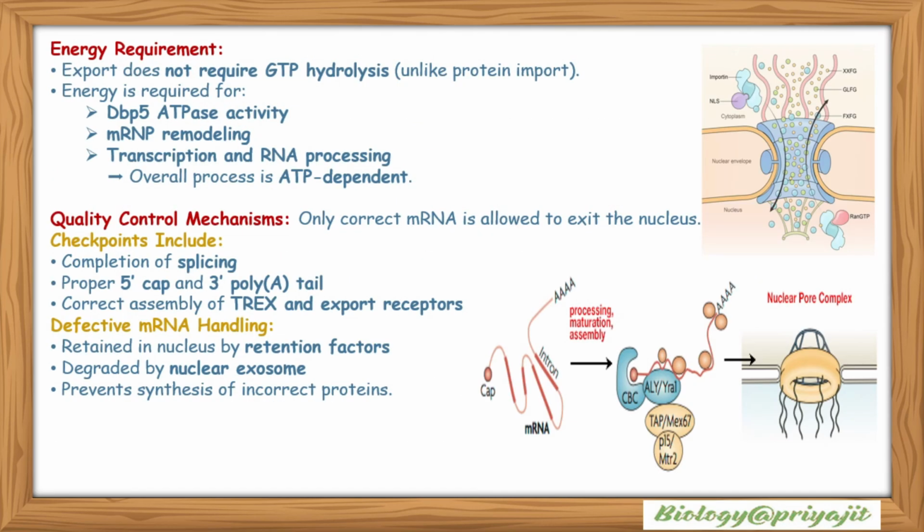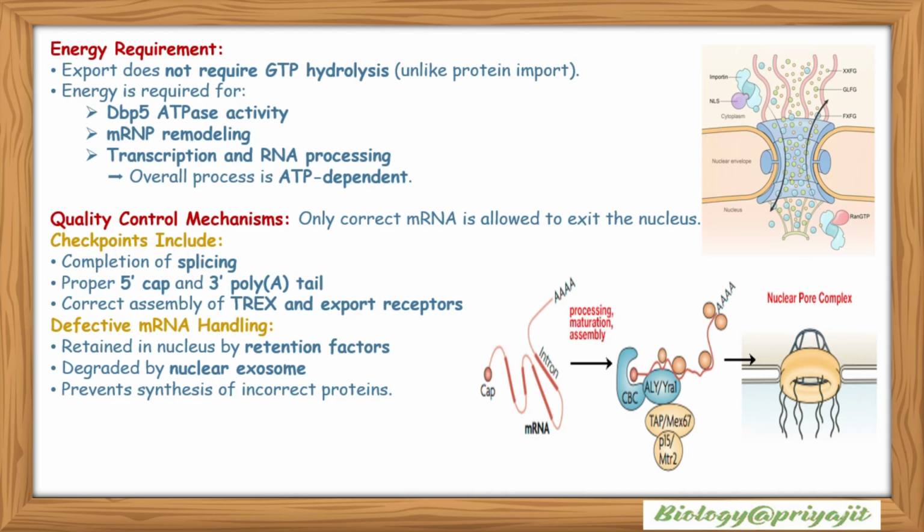Energy requirement: the export does not require GTP hydrolysis, unlike protein import. Energy is required for DBP5 ATPase activity, mRNP remodeling, transcription and RNA processing. So overall the process is ATP dependent, and it is an energy requiring process. Quality control mechanism of this process: we know that only correct mRNA will be allowed to exit from the nucleus, and there are checkpoints.